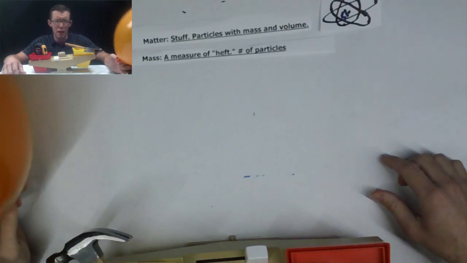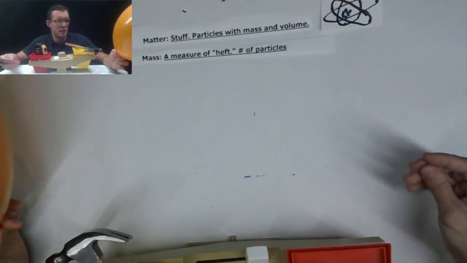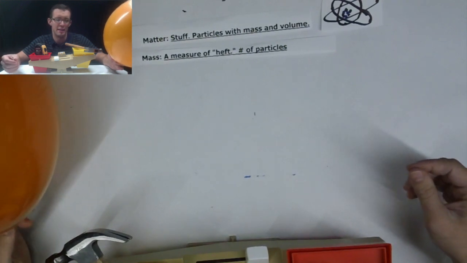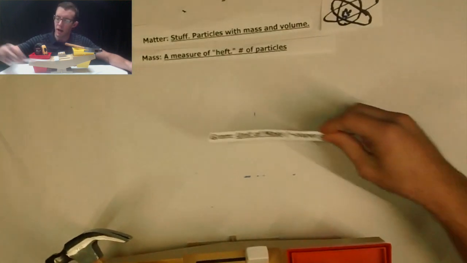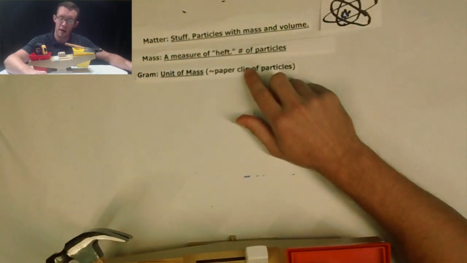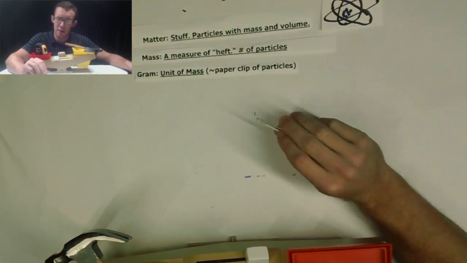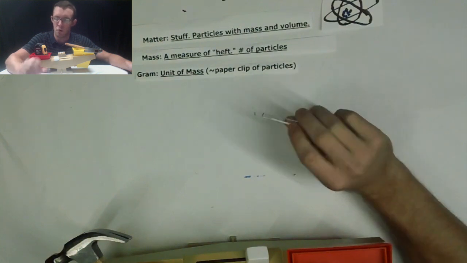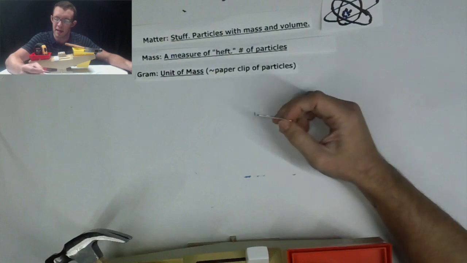And that's okay. Different objects can have different masses, and even something with just a tiny amount of heft, a tiny amount of particles, still is considered matter, still has mass. The base unit of mass is a gram. We measure mass in grams. And a gram of mass is equal to about a paper clip's worth of particles. So this paper clip has a gram of particles inside of it, a gram of mass.